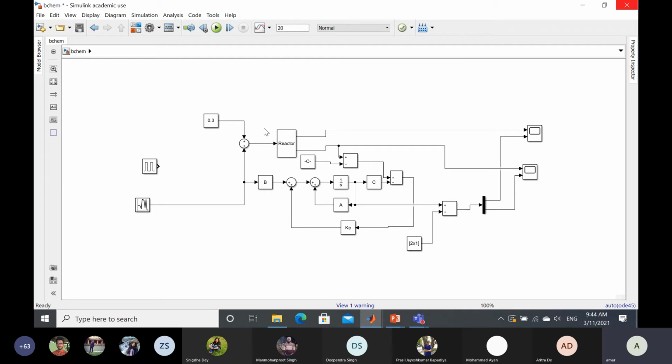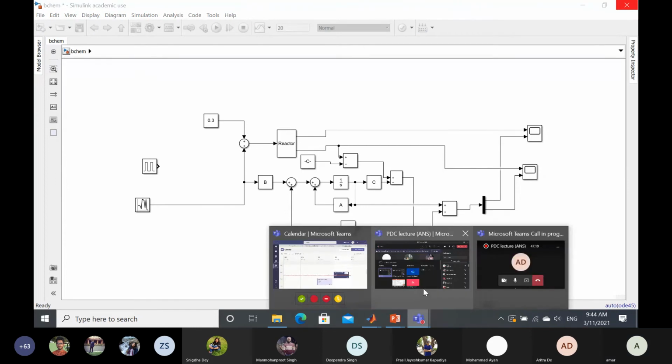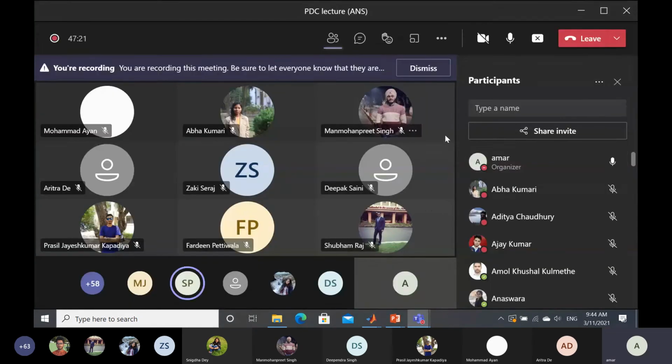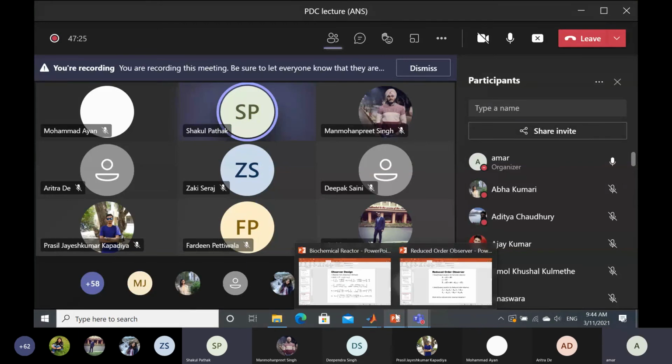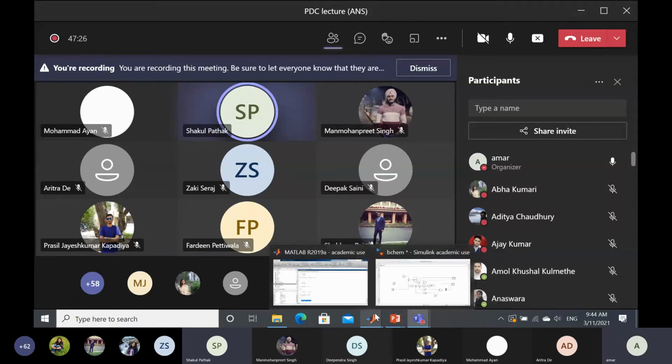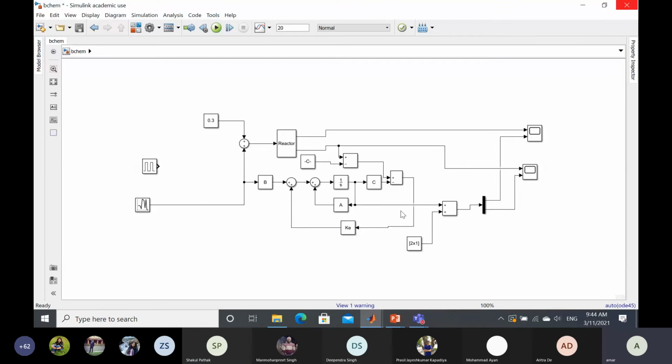So this is in essence basically the Simulink implementation of the full order observer. Are there any questions on this? Sir, can you explain the observer part once again, so that in the Simulink? Yes, sir. Okay.